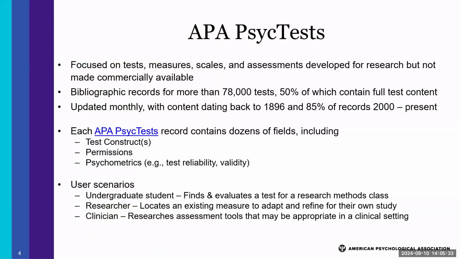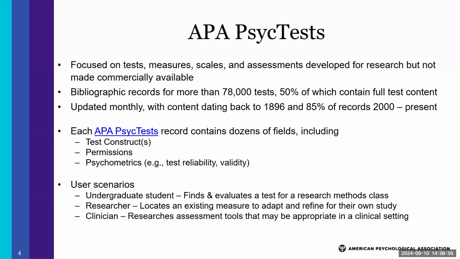So what exactly is APA PsycTests? It's focused on tests and measures, as the name implies. You may be familiar with other types of research databases where the records focus on journal articles or book chapters or other types of publications. What APA PsycTests is doing is trying to sort of pull out and highlight some of the tests that these researchers have created and used and analyzed in the literature.